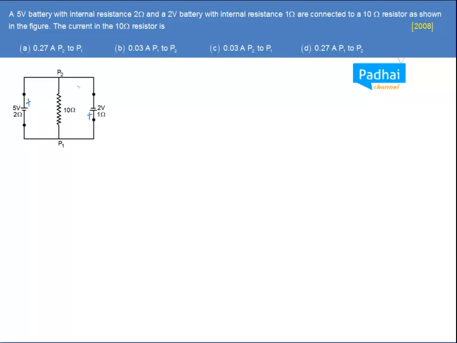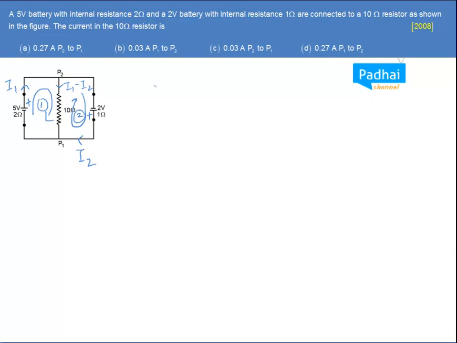This is a very simple basic question of Kirchhoff's law. We can do it by a number of methods. I'll use the loop rule and consider two loops, one is this and the second is this. In this loop I'll consider that I1 current is flowing, and in this loop I2 current is flowing. So the net current in this resistor will be I1 minus I2.